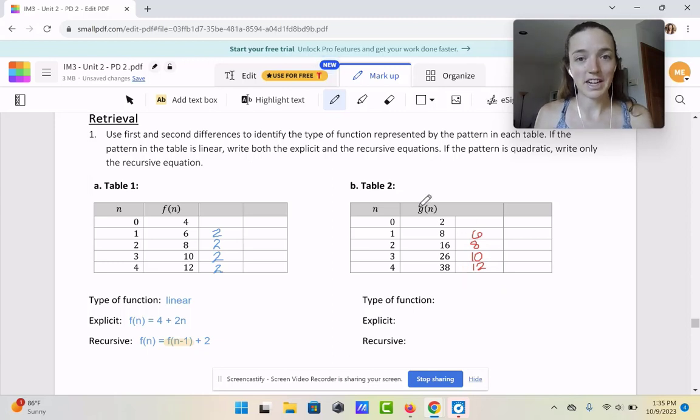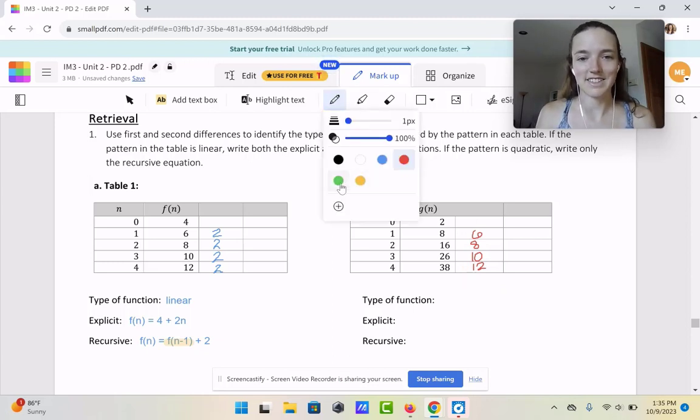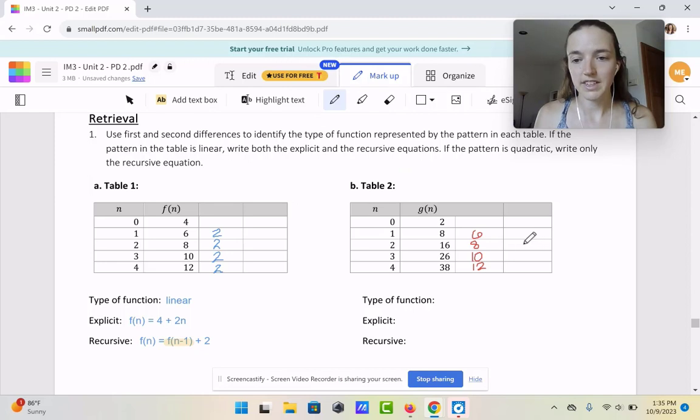So then, if that happens, what we have to do is look at the second differences. So to get from 6 to 8, we're adding 2. 8 to 10, we're adding 2. 10 to 12, we're adding 2. If your second differences match, then what you have is a quadratic function. So what we have in table 2 is an example of a quadratic.